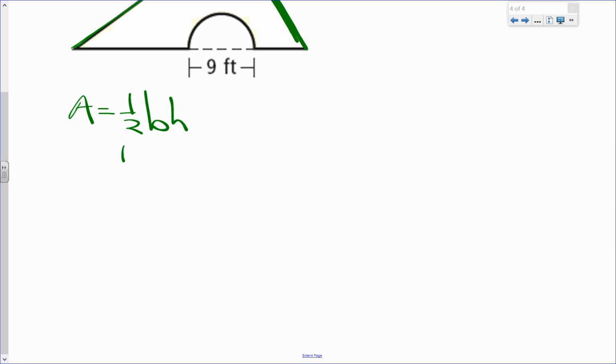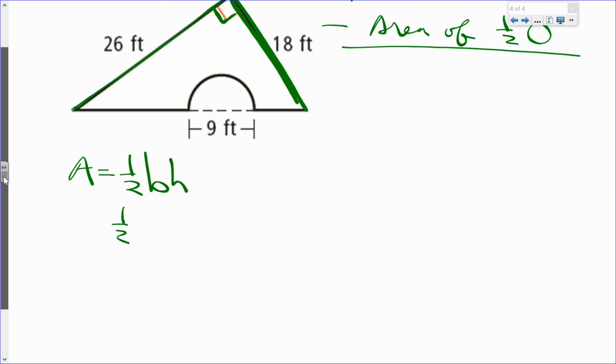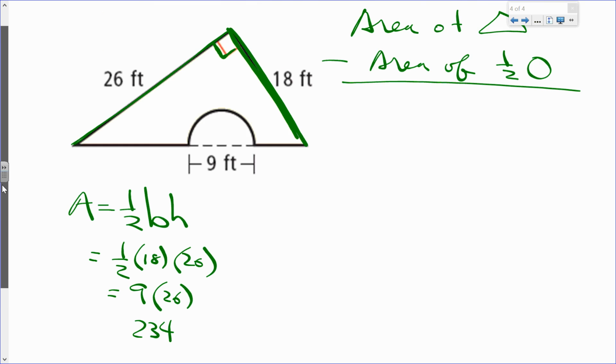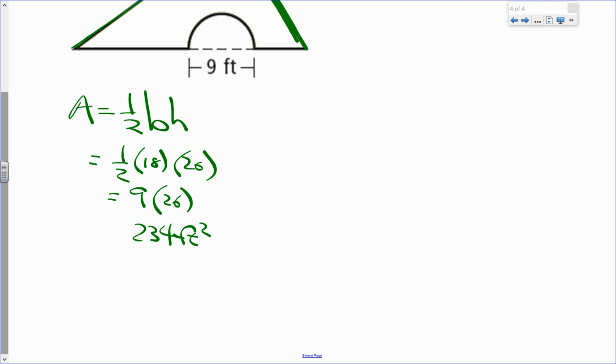Half, then. The base is 18. Height is 26. Let's do this. Half of 18 is 9. 18 divided by 2 is 9. 9 times 26. Anybody with a calculator, please help me. Thank you. So 234. You're awesome. 234 square feet. All right, that's the area of the triangle.